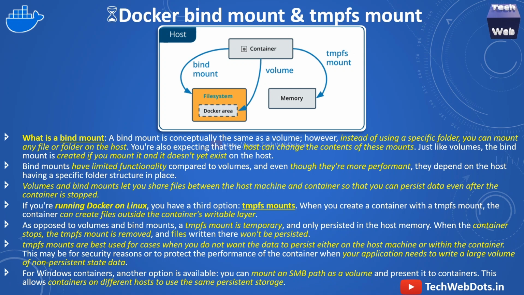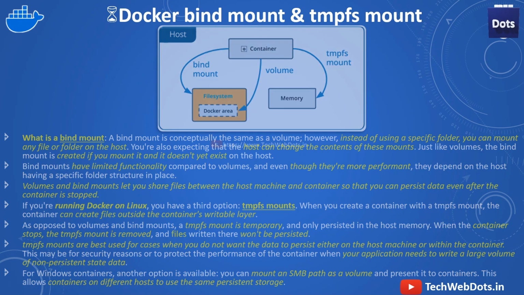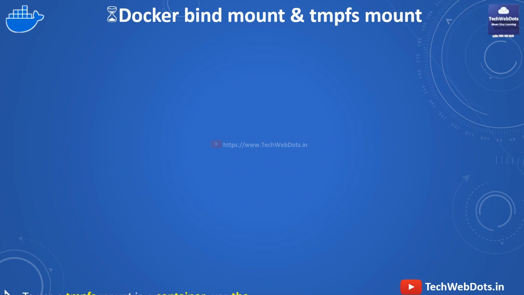But in Windows containers, another option is available. You can mount an SMB global path as a volume and persist it to the container. This allows containers on different hosts to use the same persistent storage. So we can mount it with Windows containers. I hope this concept is clear for you. Let's move ahead to discuss the commands which are required to create bind mount and temp file system mount.